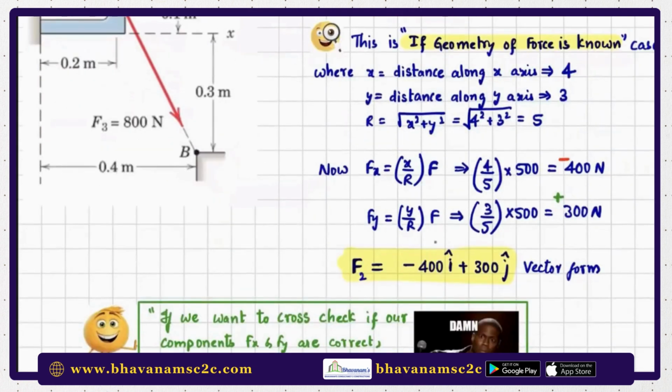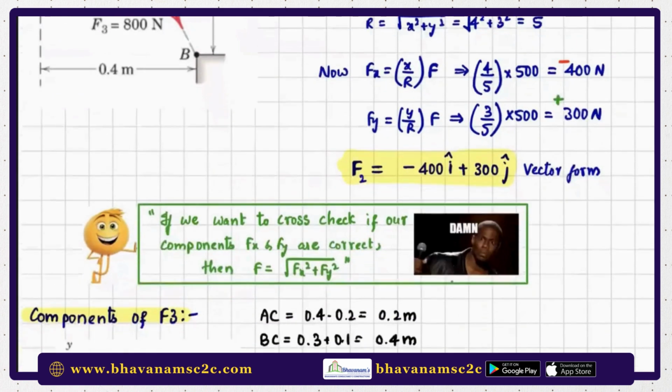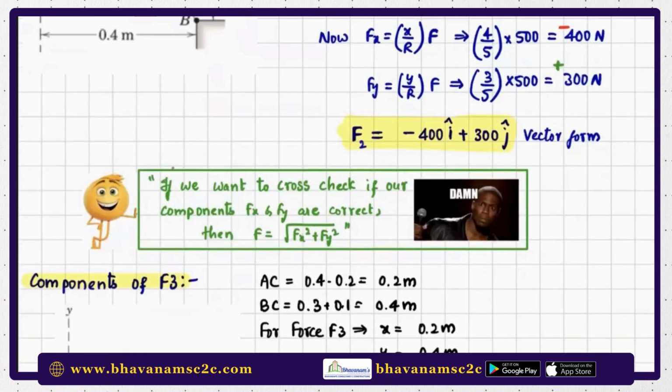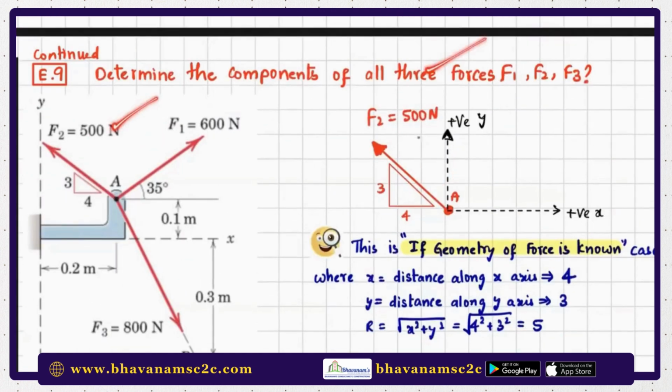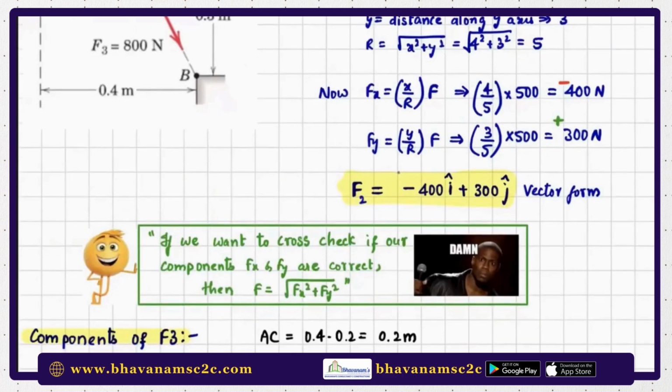Now, if you want to draw the vector form, minus 400, because it is minus here, I cap plus the y component is this. So before j, place the y component, that is 300. So this is the vector form. Now, in the question, they have given this and they asked you components and you want to know whether the answer is correct or not.